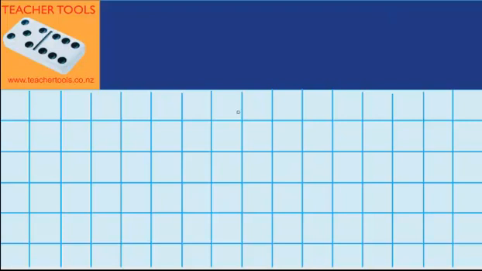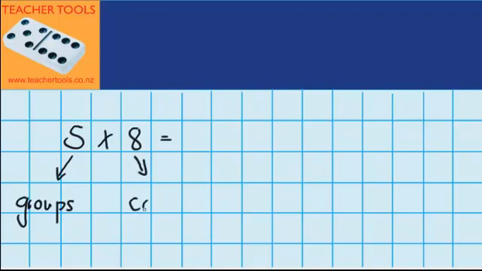Let's just start by looking at a multiplication question. We'll look at 5 times 8. Now I've said before that this number here is the number of groups we need. So we need 5 groups. And this number here is how many items we have in each group. So we could call that the contents of each group.